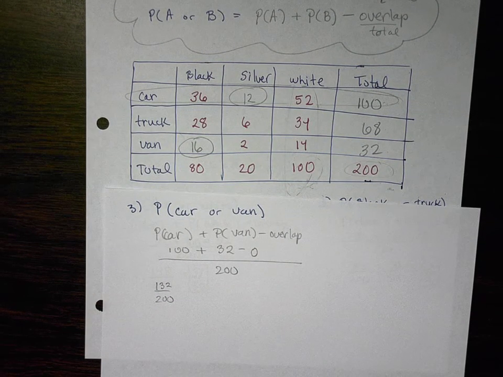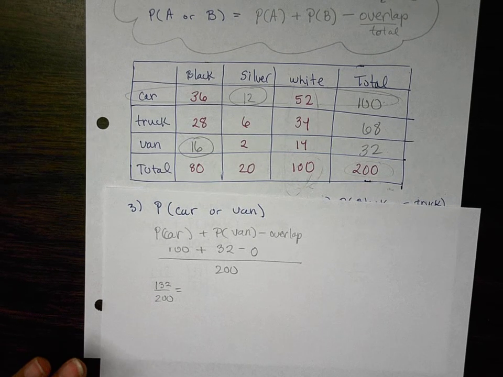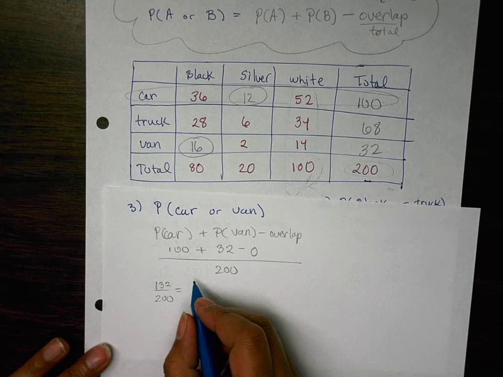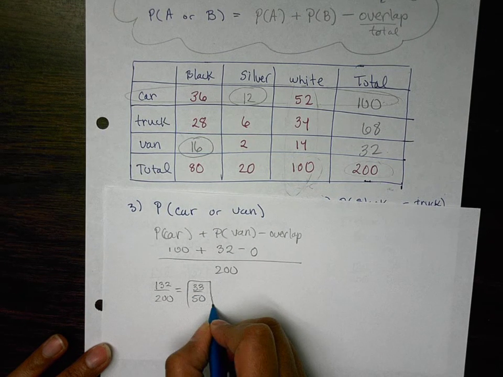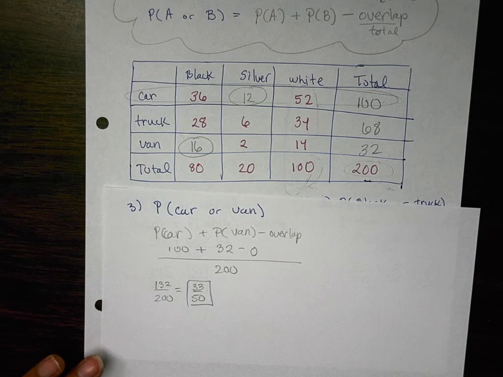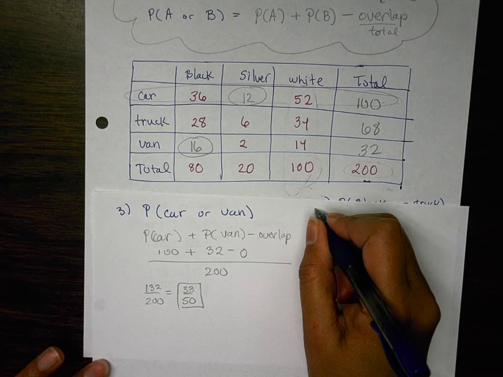Try to divide by 2 or 4 or anything bigger. By 4. And keep going if you can keep going. 33 over 50. How many of you are using your fraction key on your scientific calculator? Is it helpful? Yes. Oh, yeah. Like it? All right. Number 4.